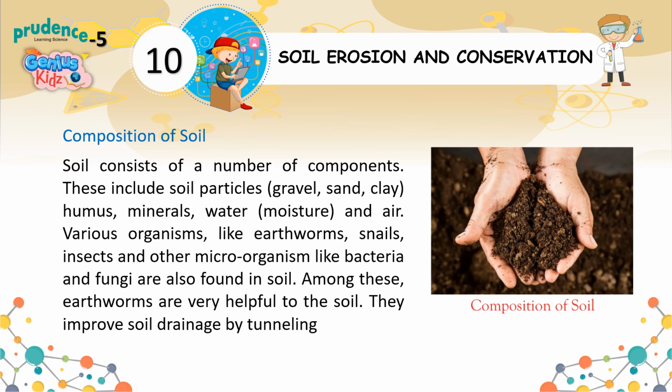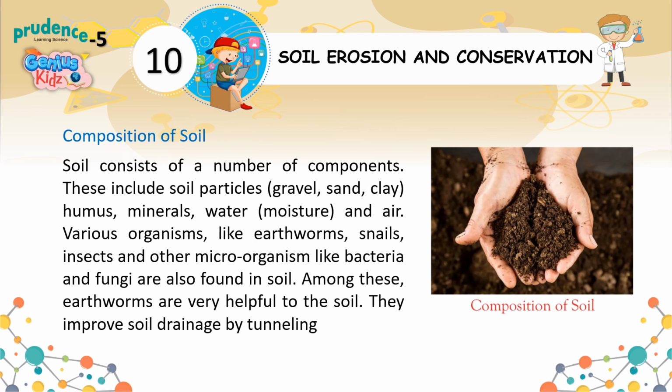Composition of soil. Soil consists of a number of components. These include soil particles, gravel, sand, clay, humus, minerals, water, moisture, and air. Various organisms like earthworms, snails, insects, and other microorganisms like bacteria and fungi are also found in soil.